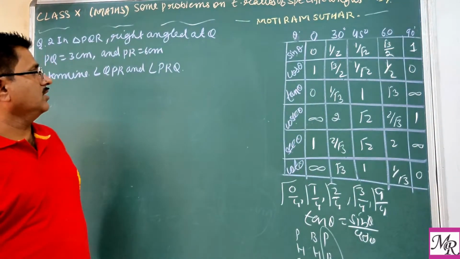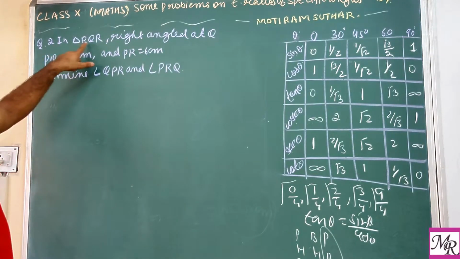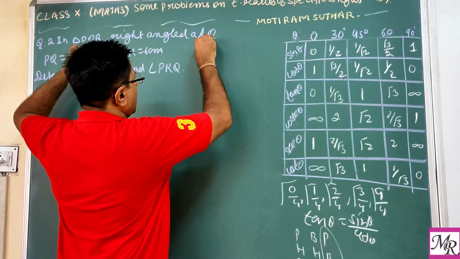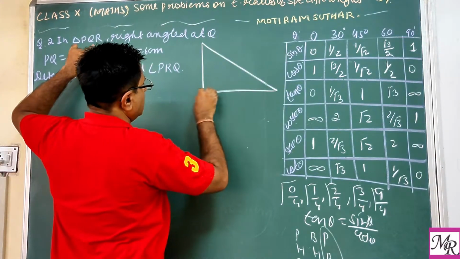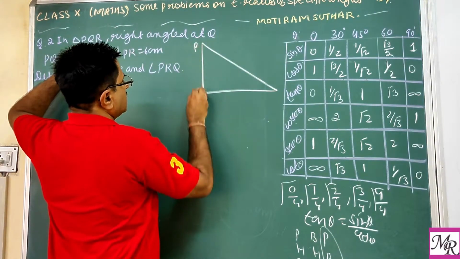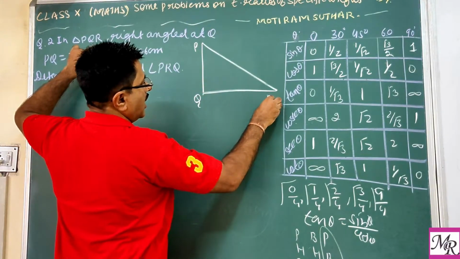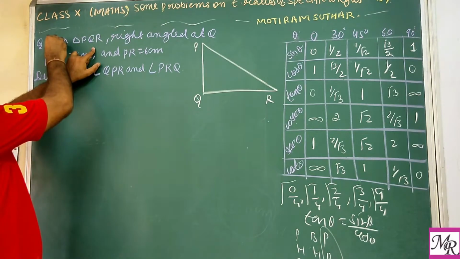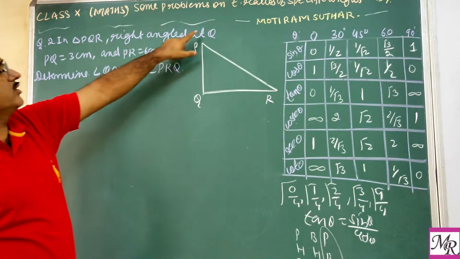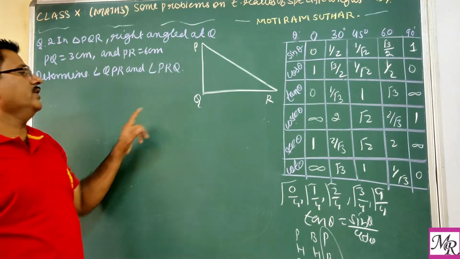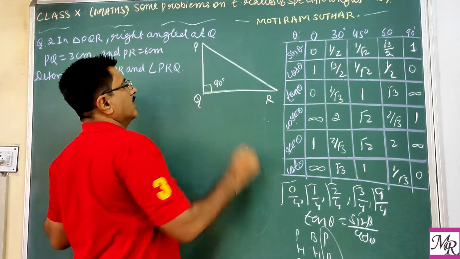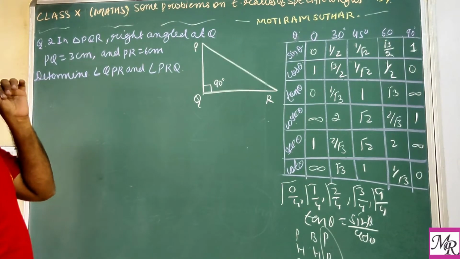Next problem, we consider the triangle PQR. Now in triangle PQR, right angle at Q. So we are taking Q as a right angle, this is a 90-degree angle. The other two angles, P and R, are acute angles.